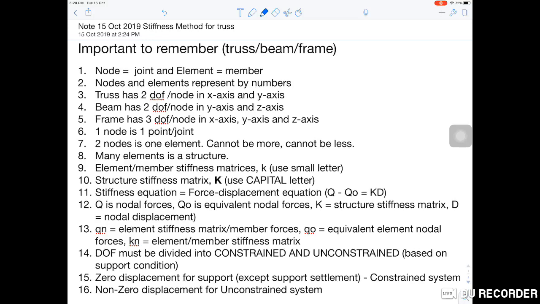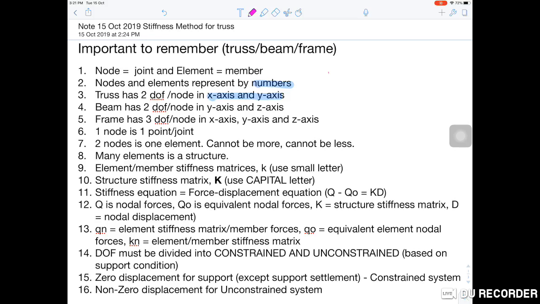Number one, as I mentioned last week, node is joint and element is member. Number two, nodes and elements are represented by numbers. Conventionally we use ABC to represent nodes and joints and members, but now in the stiffness method, we will use numbers to represent nodes and elements. Number three, truss has 2 degrees of freedom in the x-axis and y-axis.